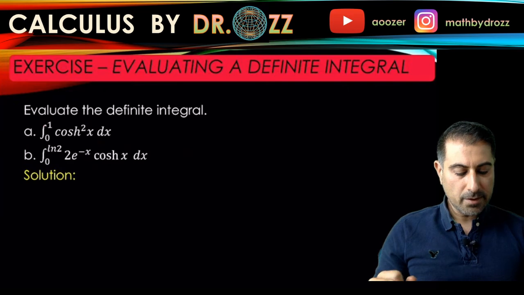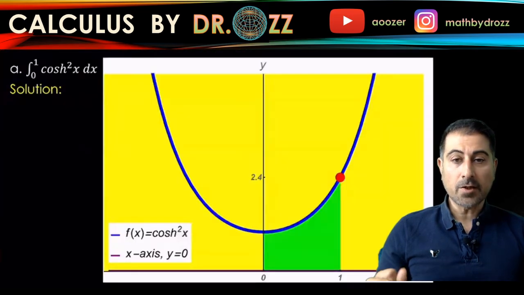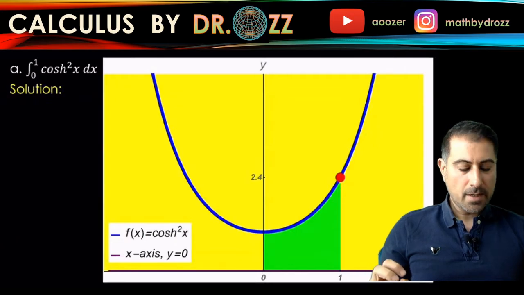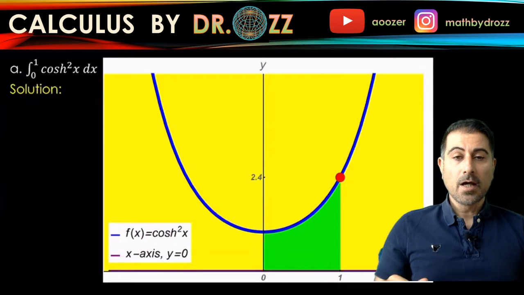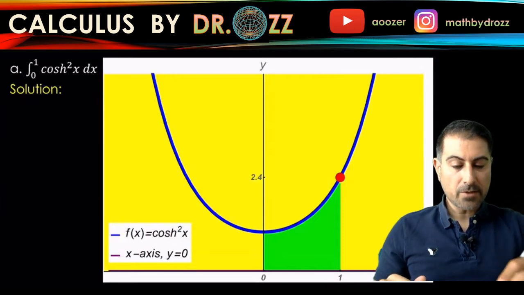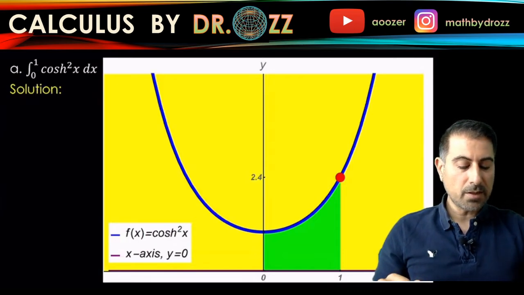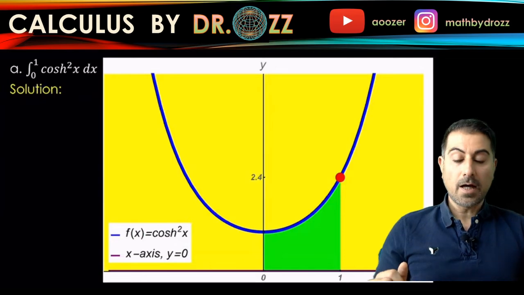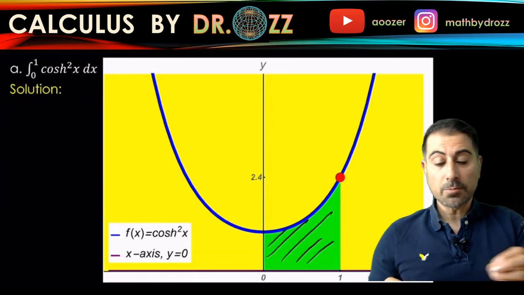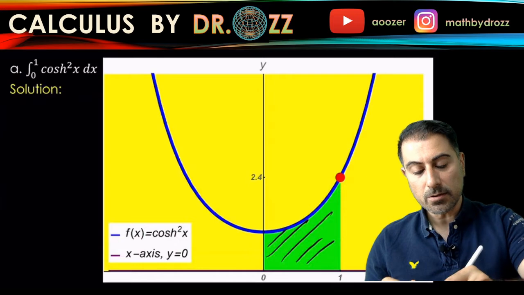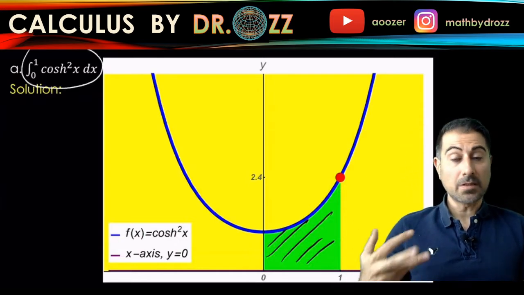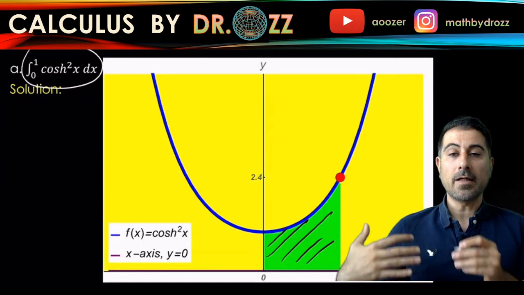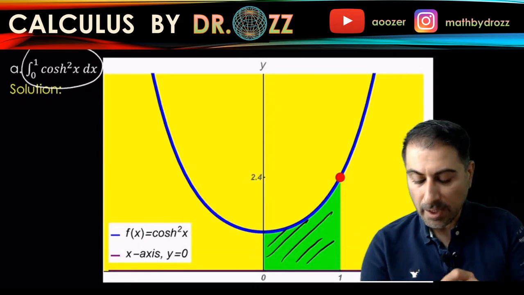Here is what I'm telling you. The blue curve is cosine hyperbolic squared x, and the x-axis is y equals 0. So we're talking about this area here. The question is, what is the value of this area? That value is determined by this integral. If we evaluate this integral and get a number at the end, because this is a definite integral, that number is the value of the integral.